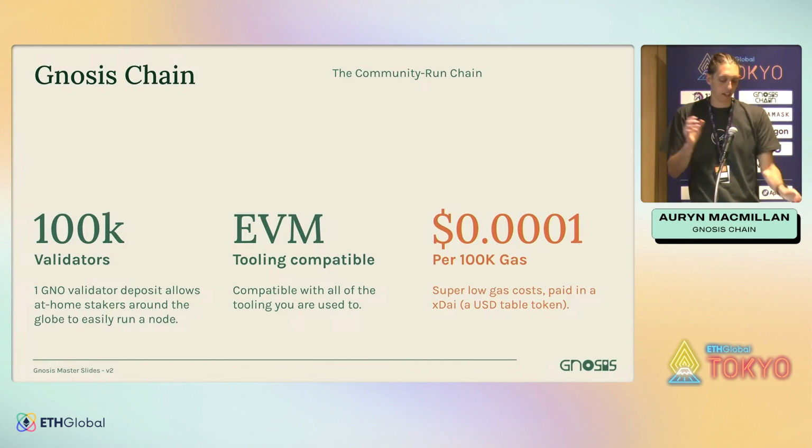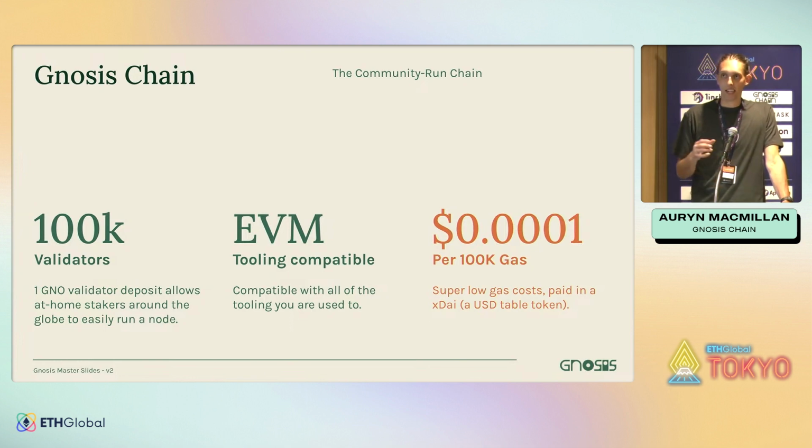Gnosis Chain is a community-run chain, formerly known as XDAI. We aim to have an environment that very closely mirrors the mainnet Ethereum environment in terms of both the beacon chain and the execution layer. The big difference is essentially the price for participation. Running a validator on Gnosis Chain requires a 1 GNO deposit, which is a few $100s, as opposed to the 32 ETH, tens of thousands of dollars deposit to run a validator on mainnet Ethereum.